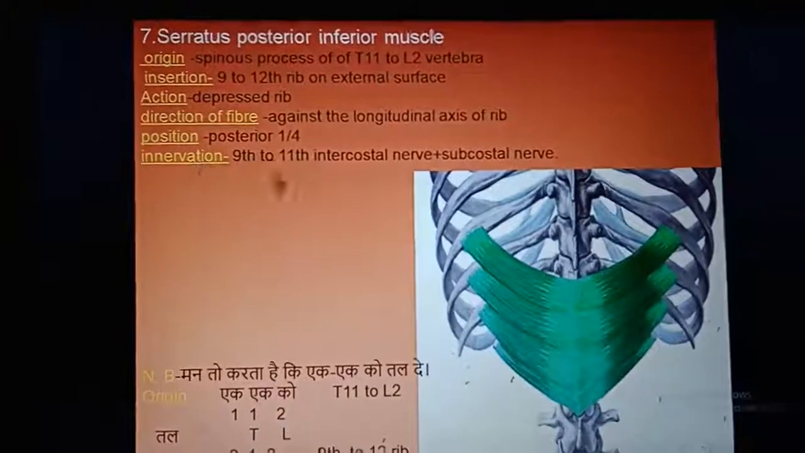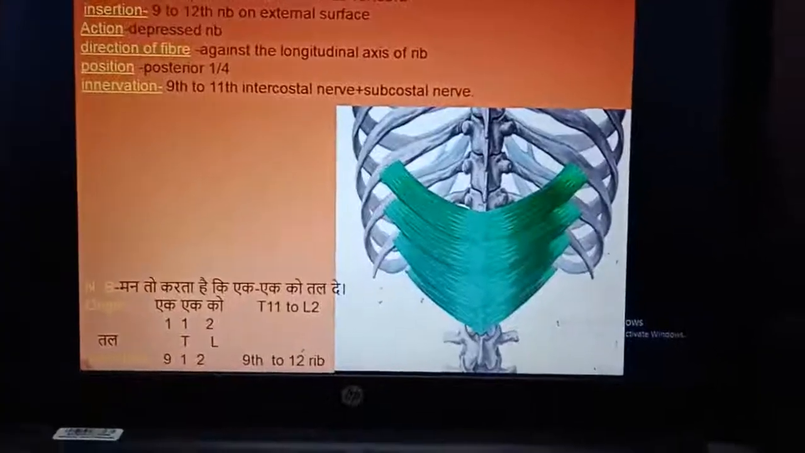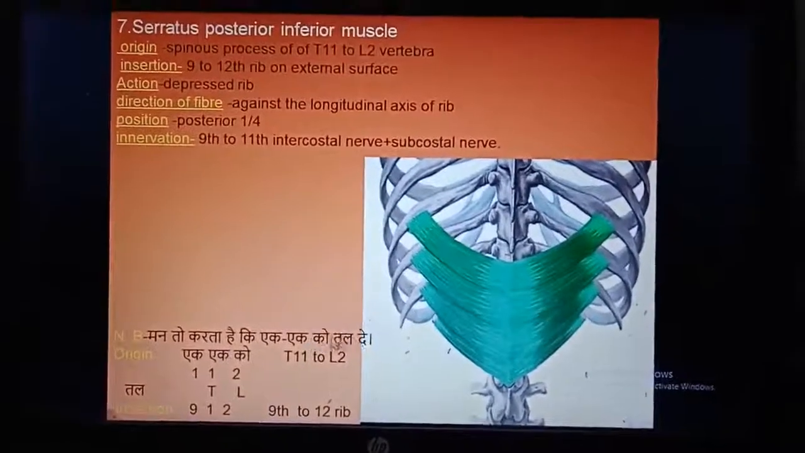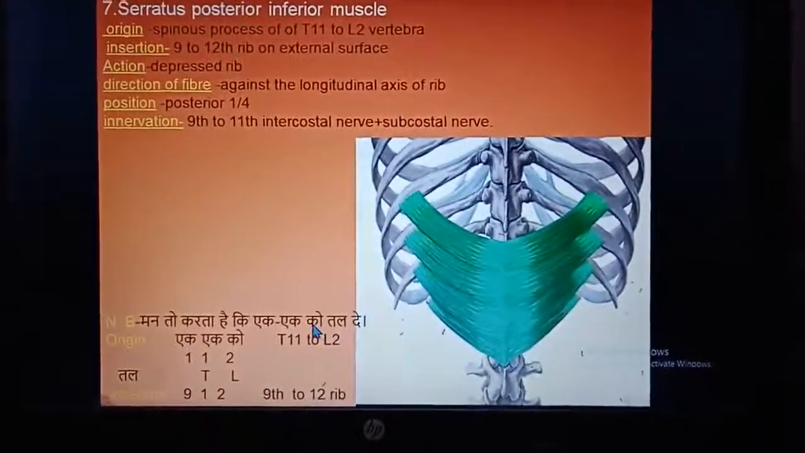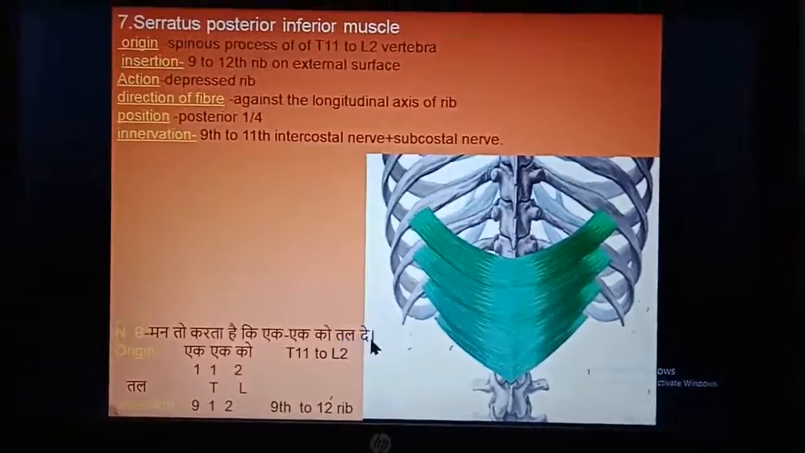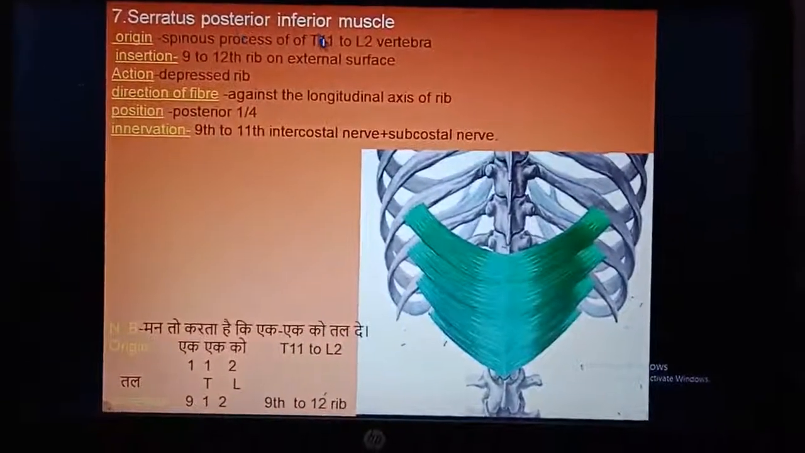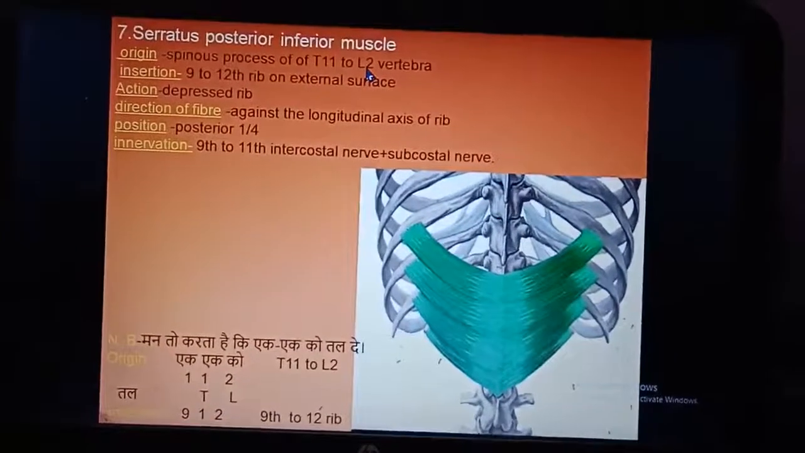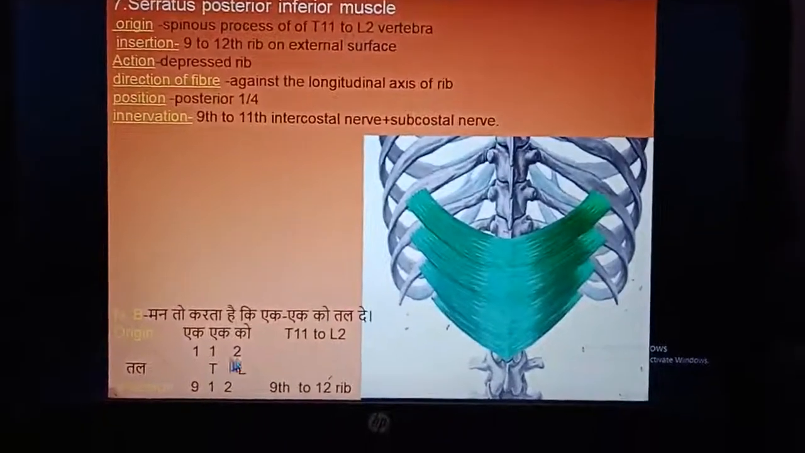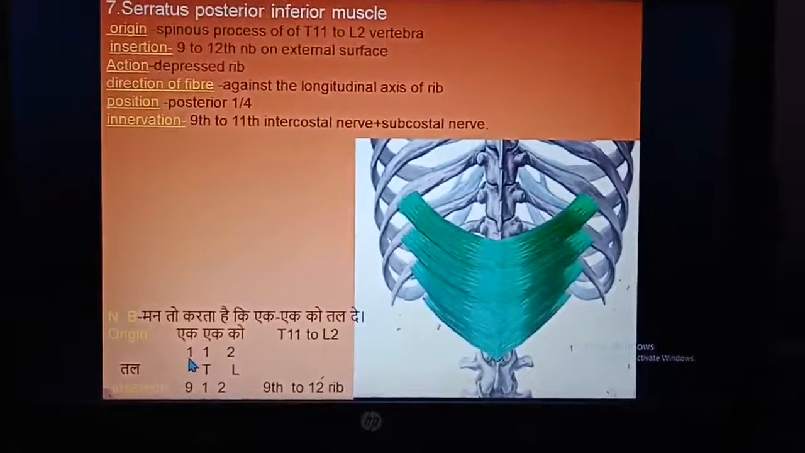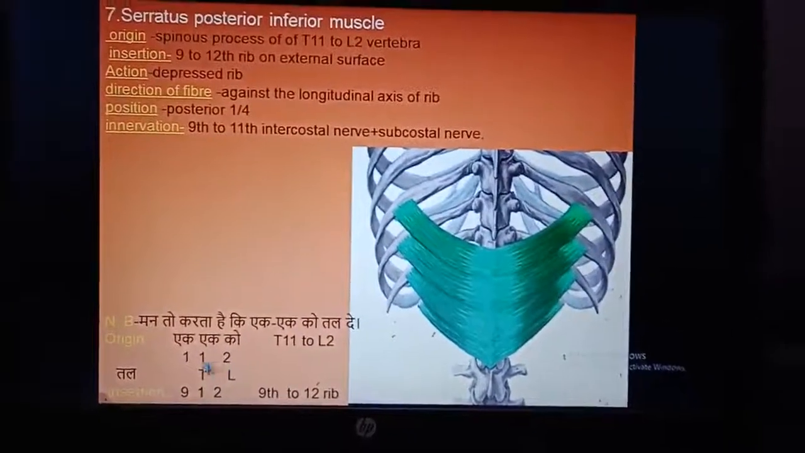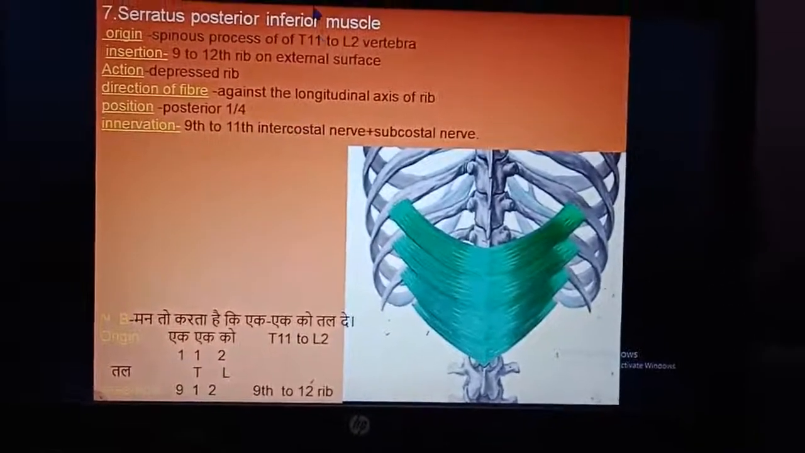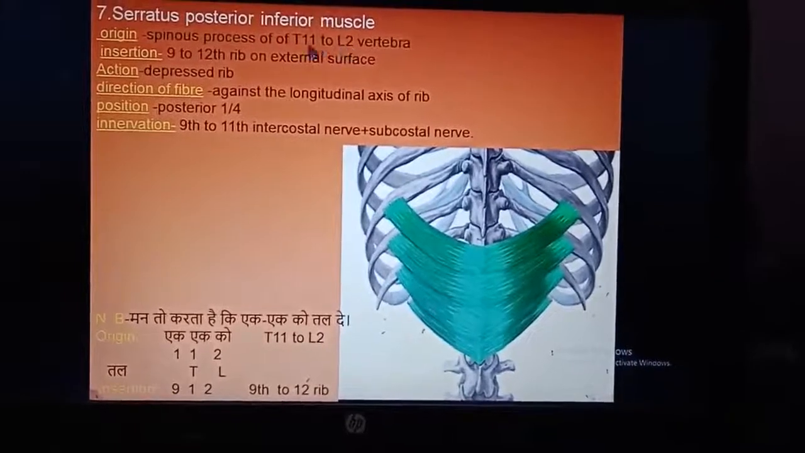And to memorize this origin and insertion, this is the mnemonic. मन तो करता है एक एक को तल दूं. तल, that is T and L, thoracic and the lumbar. एक एक को, but here it is एक एक दो, very much homonymous, homophonics, that is 1 1 2.